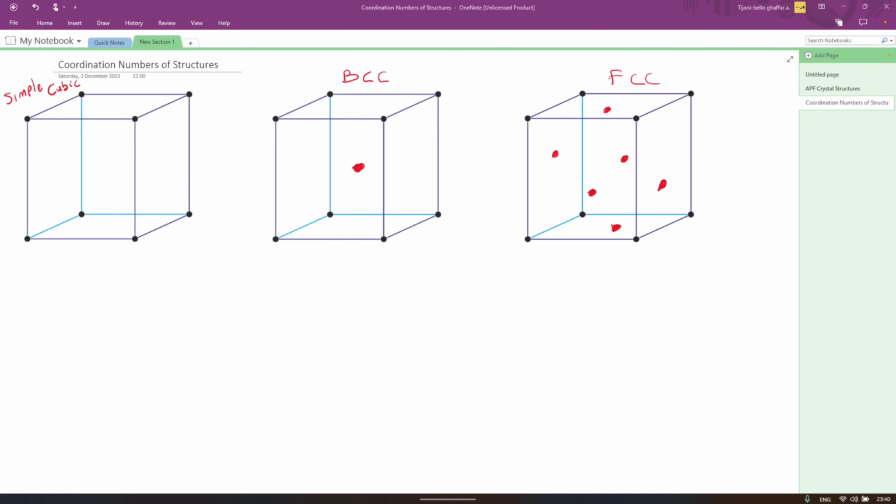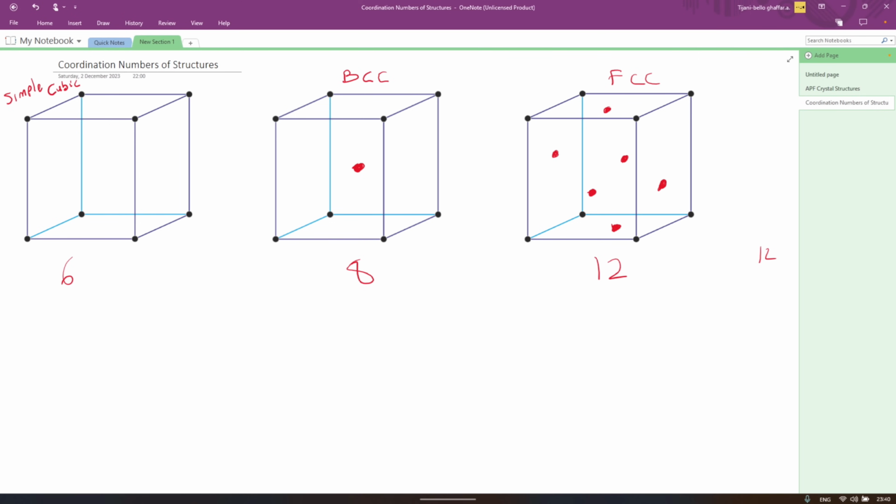Okay, so guys, today we'll be looking at the coordination number of structures. As you can see here is the simple cubic unit cell, BCC and FCC. For the coordination number of simple cubic, we know this is 6, we know this is 8, and we know this is 12. Then we know for HCP it is also 12. But here I'll be explaining to you how we derive all of these.